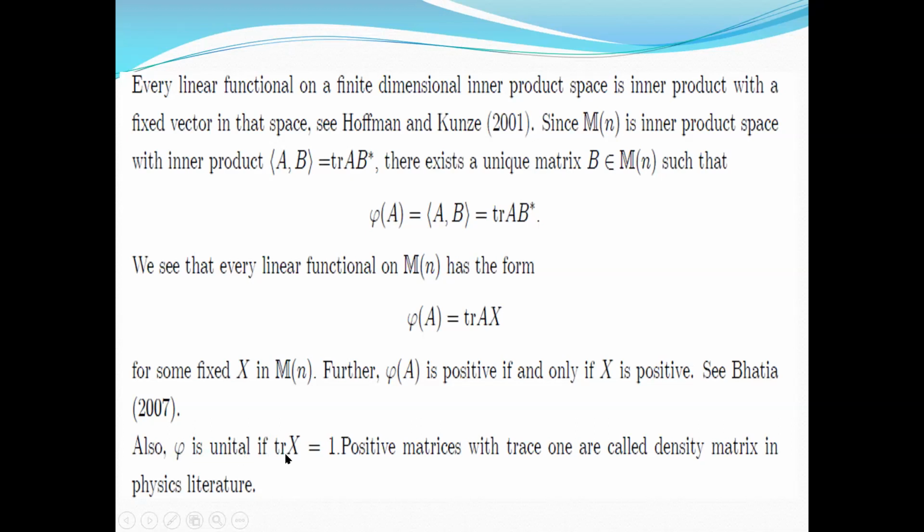Also, phi is unital if trace of X is equal to 1. That is, phi is a positive unital linear functional if and only if X is a positive semi-definite matrix, and also it is unital when trace of X is 1. Positive matrices, that is positive semi-definite matrices with trace 1, are called density matrices in the physics literature.